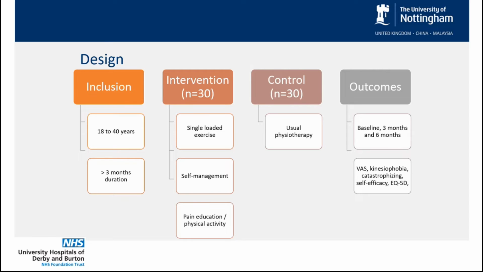This was done recruiting these participants about 2017, 2018 into this trial, and the outcome measures were paper-based. So I printed off the outcome measures with a stamped addressed envelope and posted it out to the participants at 3 months and 6 months for them to complete, old-fashioned paper and pen, and then put it in the post box and send it back to me.